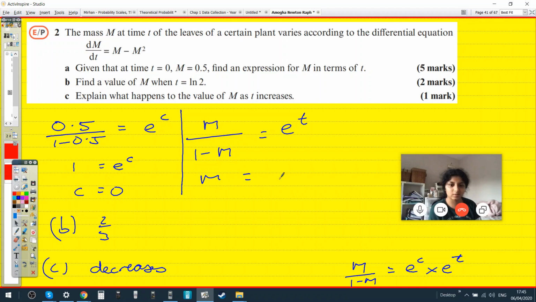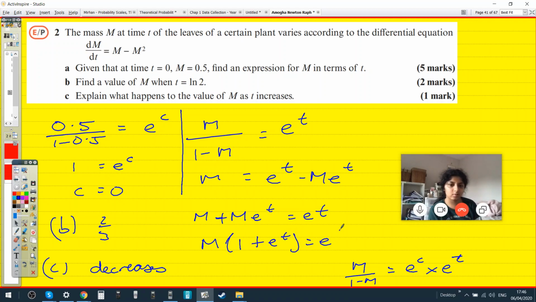It is possible. Multiply both sides by 1 minus m. Yeah, but you'd still have 2 m's. And then you bring that one over. Oh, and then you factorize out m. Yes. Then you have m times 1 plus e to the t. Okay. And so m equals?